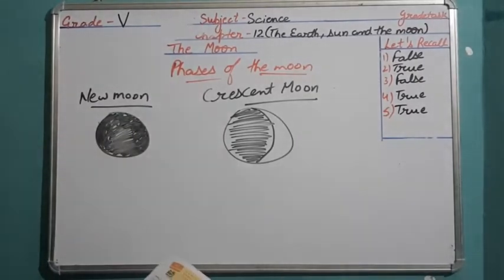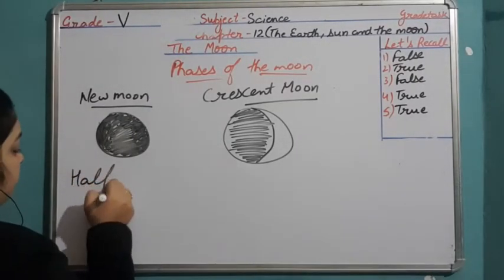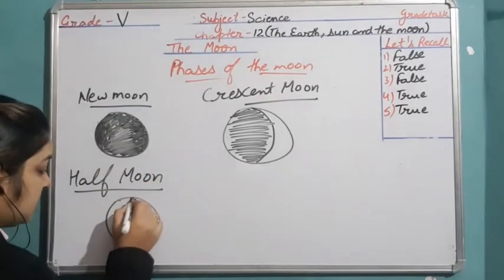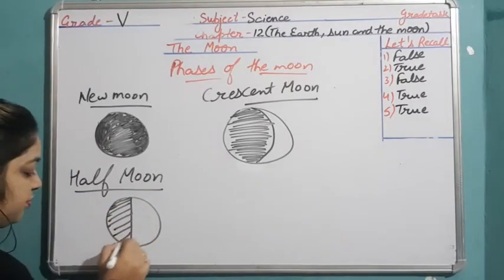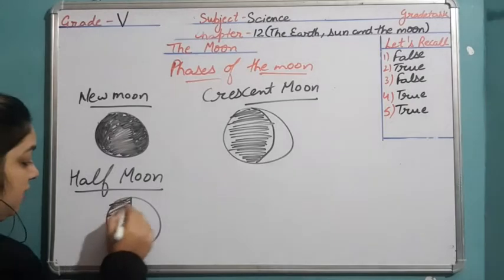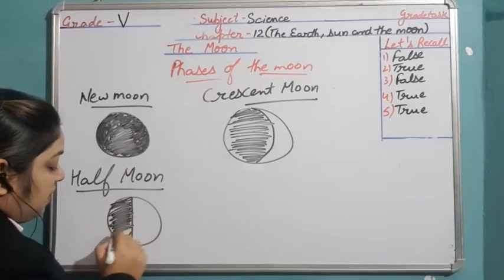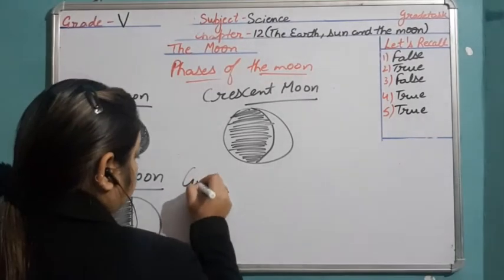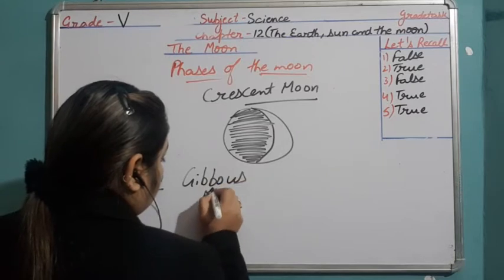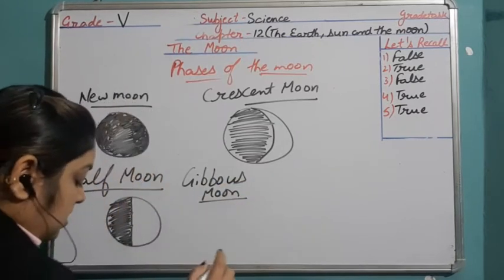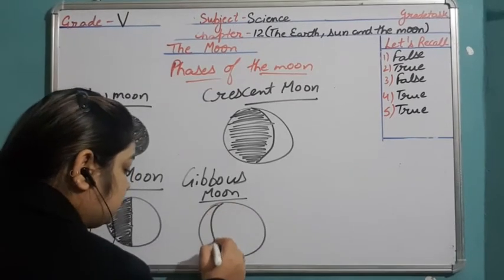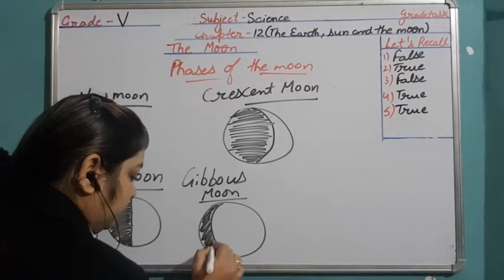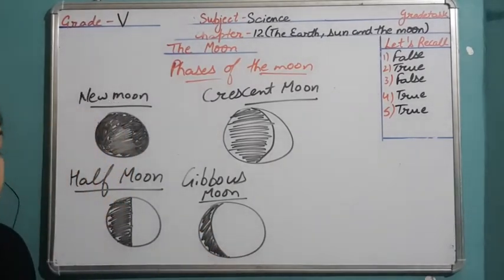After this, the next one is the half moon. What is half moon, from its name only? When half of the moon is not visible to us and half is visible. This portion is shaded, and only half of the moon is visible to us. That is the half moon. And after this, the next one is the gibbous moon. Gibbous moon is when more than half is visible, and this portion is not visible.